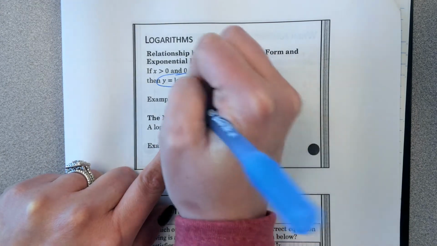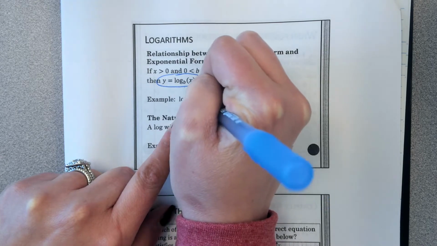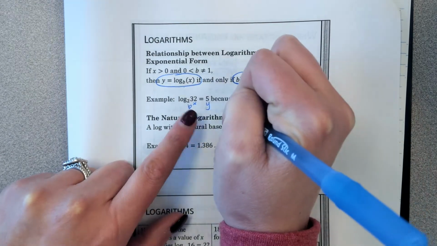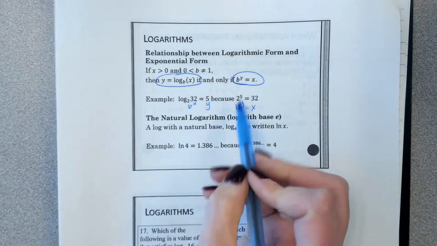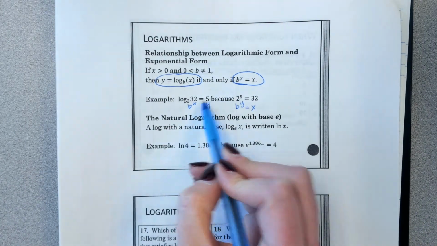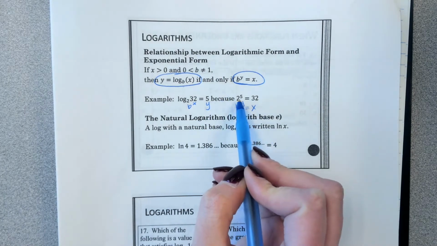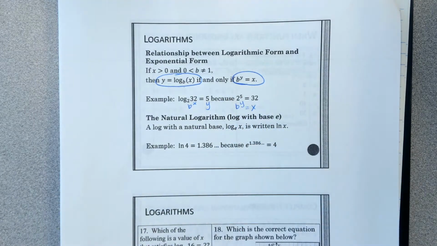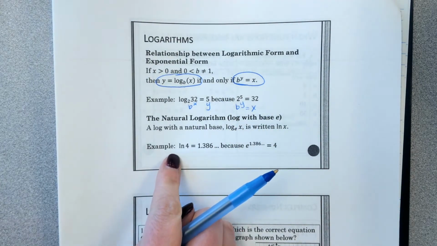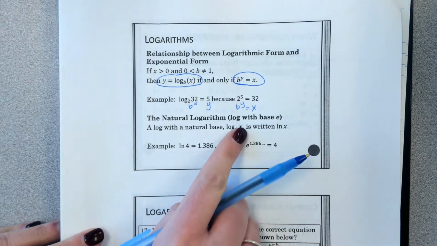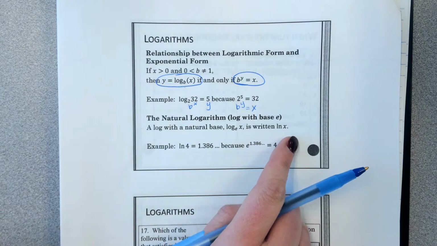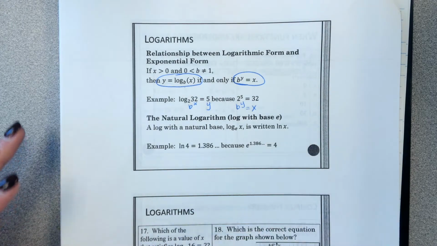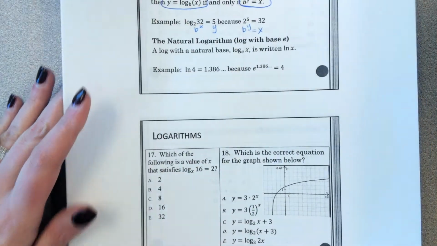You can rewrite that because this is b, this is x, and this is y. So b to the y equals x. So log base 2 of 32 equals 5 because 2 to the 5th power is 32. The same works with a natural logarithm. A natural log has a base of e, okay, and it's just written as natural log of x, or natural log of whatever you're taking the log of.